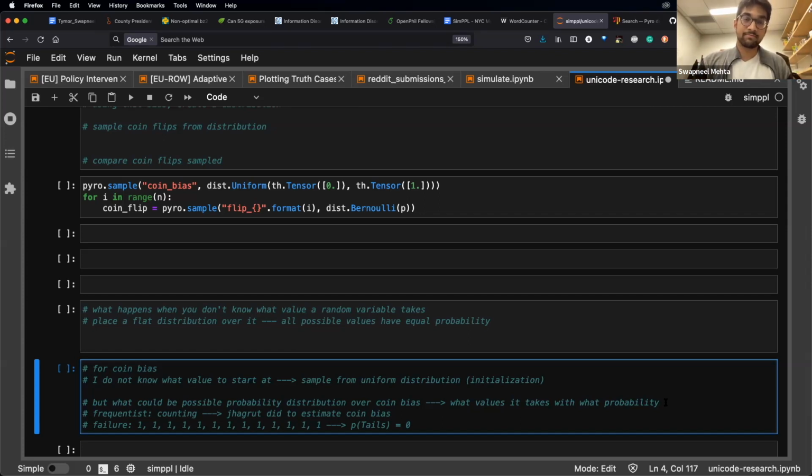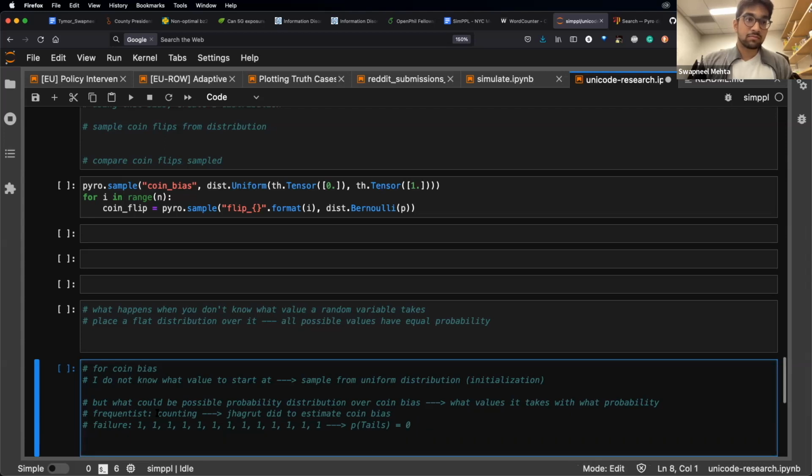No, I don't want to get to that yet. Initially, I don't want to get to that right now. For frequentist counting, if we start by counting, then we run into the problem that if the data is a bad sample, then it will tell us that the probability of tails is 0, which is clearly untrue because a coin can always flip tails with very low probability, but some probability.